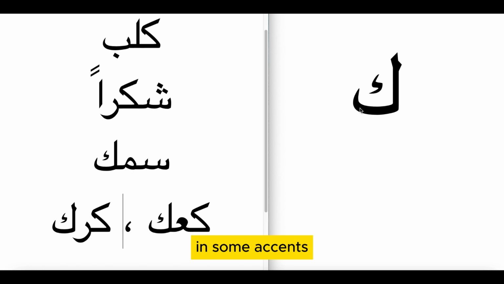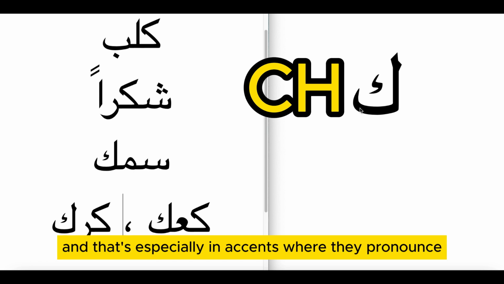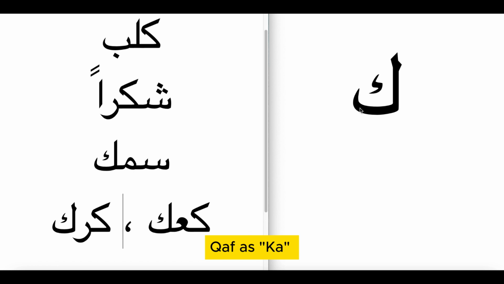Now in slang, in some accents, it's pronounced Cha, like the C and H in child. And that's especially in accents where they pronounce Qaf as Ka. So to distinguish between Qaf is pronounced Ka and Kaf is pronounced Cha.